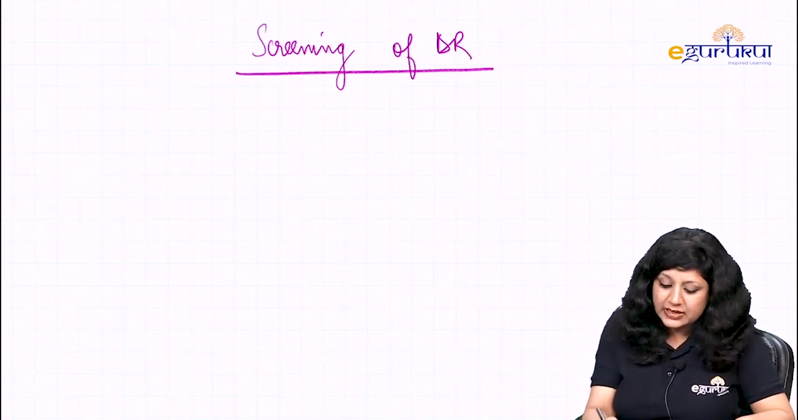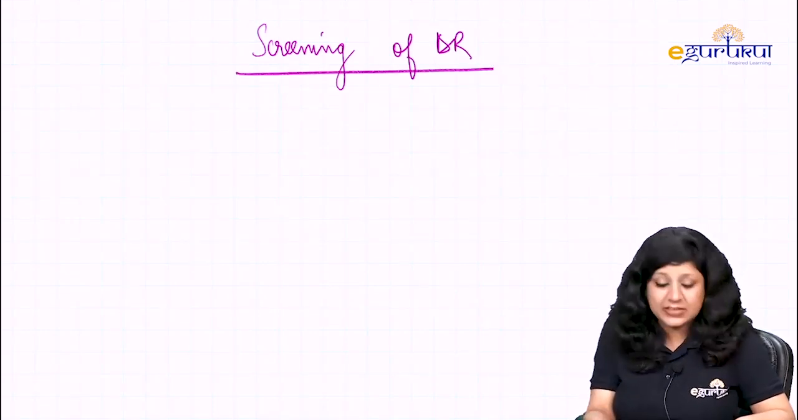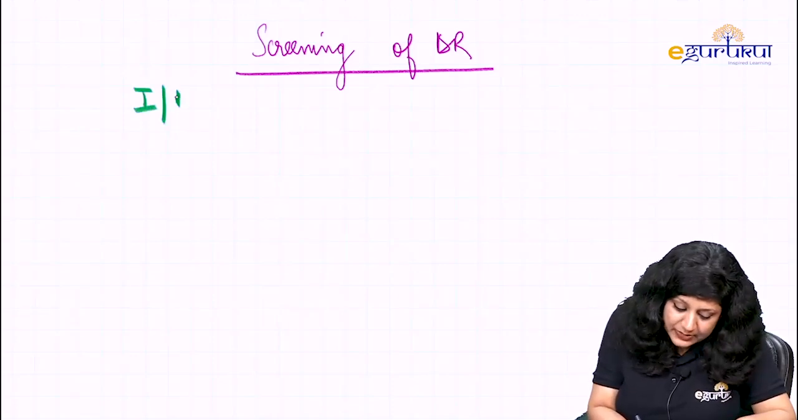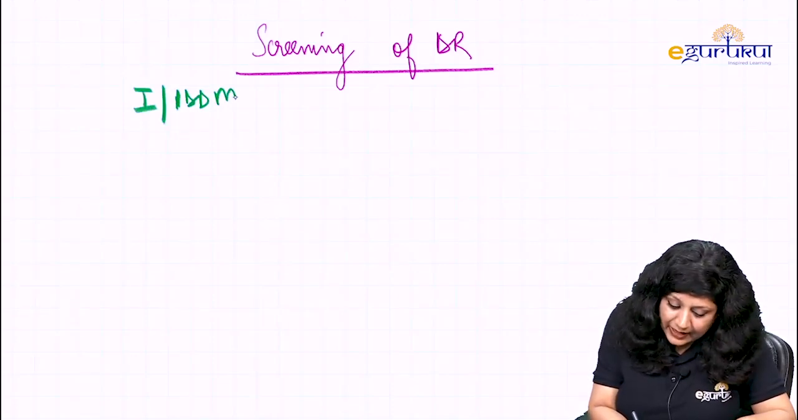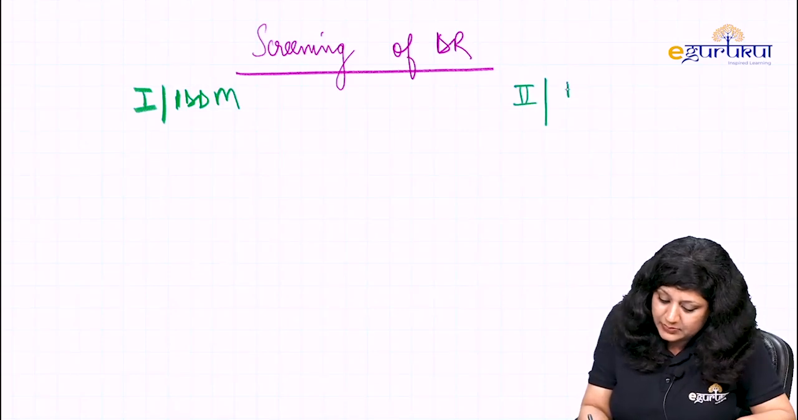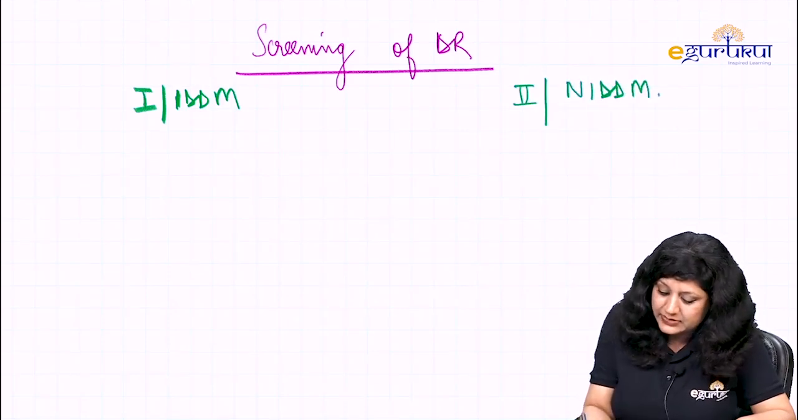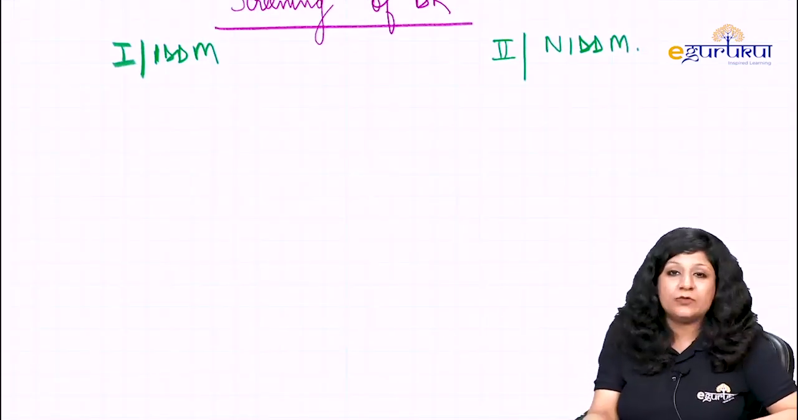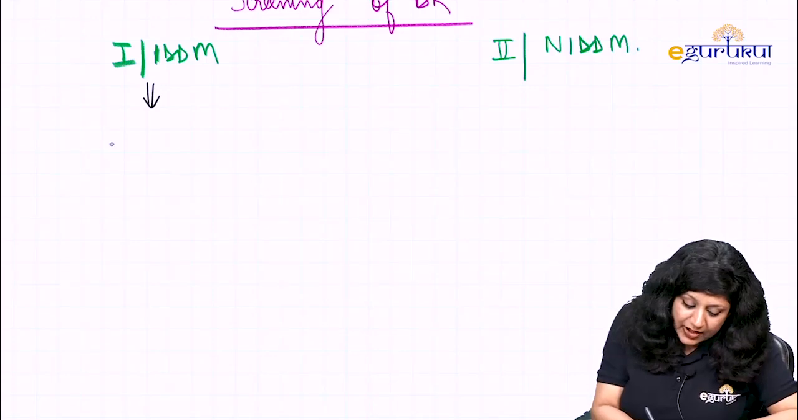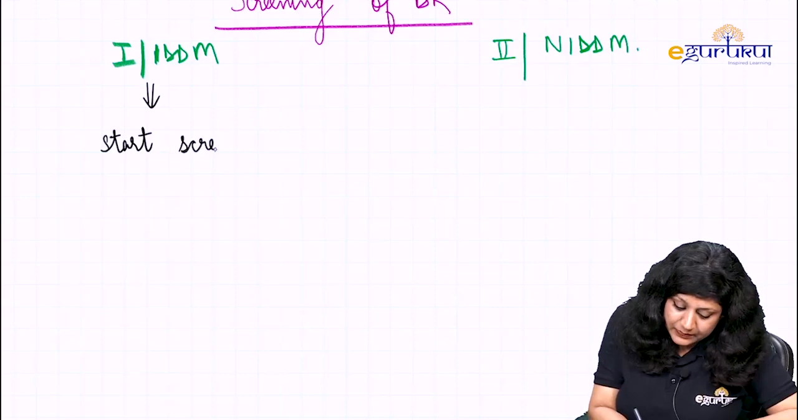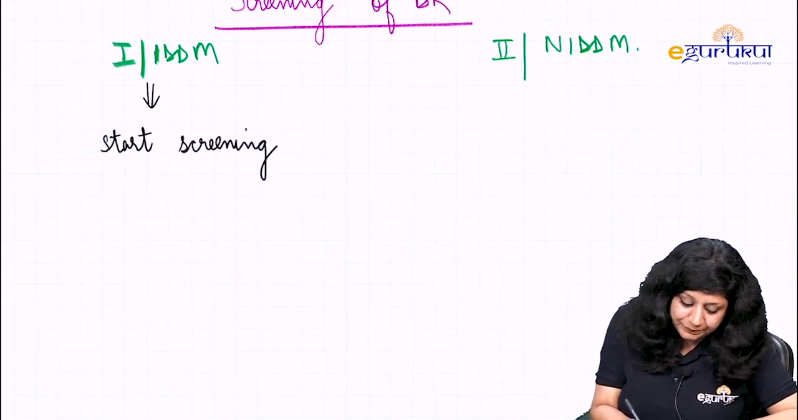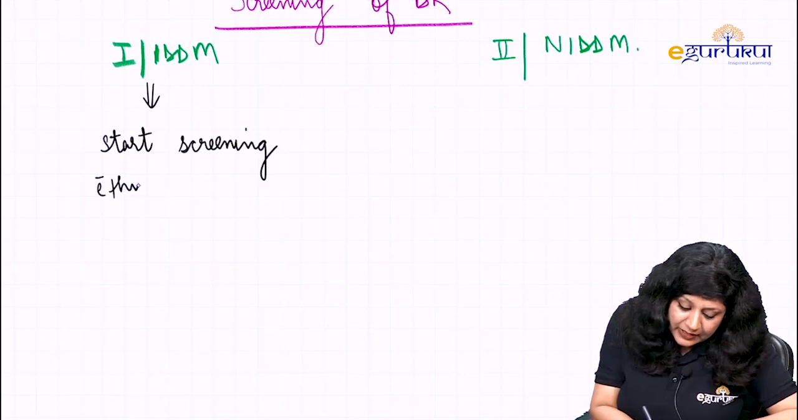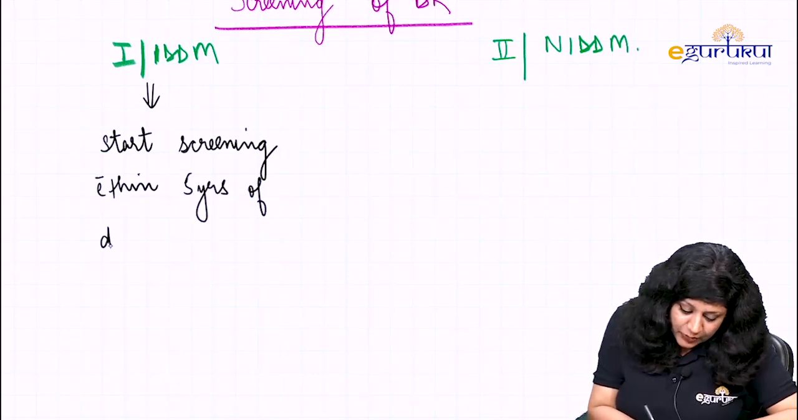Now, for the screening, I can divide these patients into type 1 diabetes mellitus and type 2 diabetes mellitus. In the type 1 variety, you can start the screening within 5 years of the diagnosis.